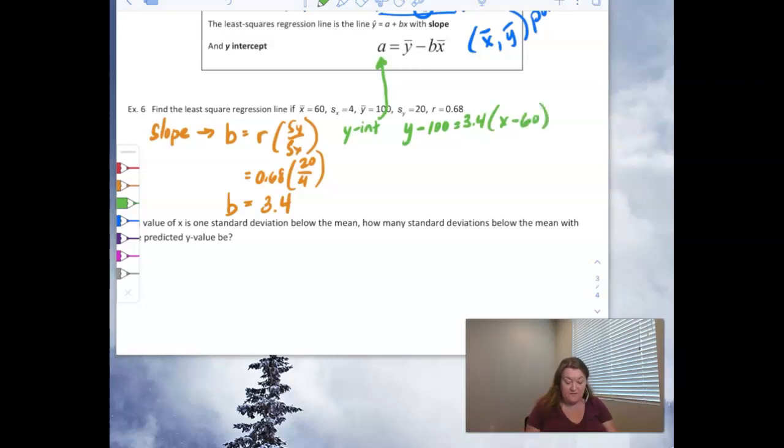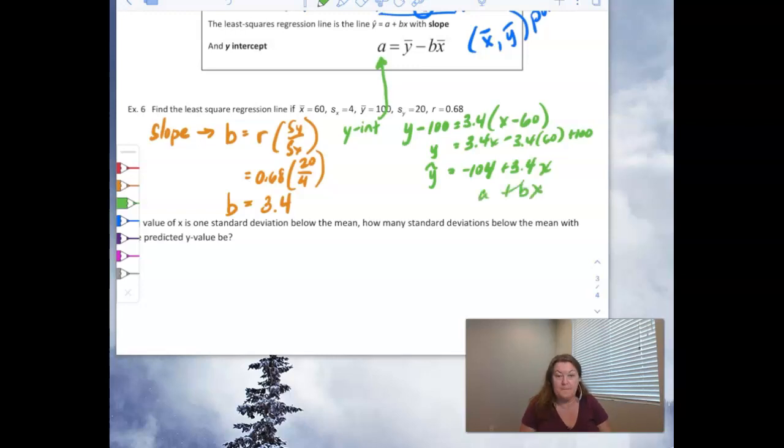And I could just go and solve for what that x and y would be, right? So from this, I could get directly to my equation. I could do 3.4x minus 3.4 times 60, and then I could add 100 to that whole thing, and I would get y equals. So in this case, I'm going to get y hat equals negative 104 plus 3.4x. So remember, we put stuff into a plus bx format.